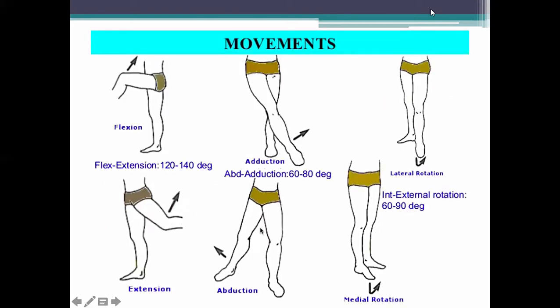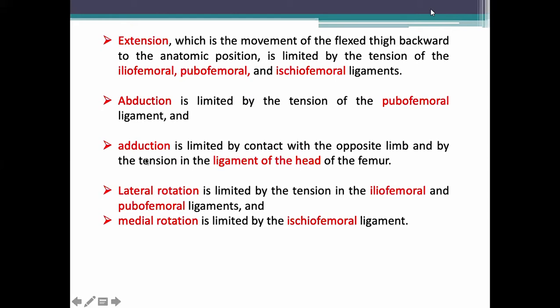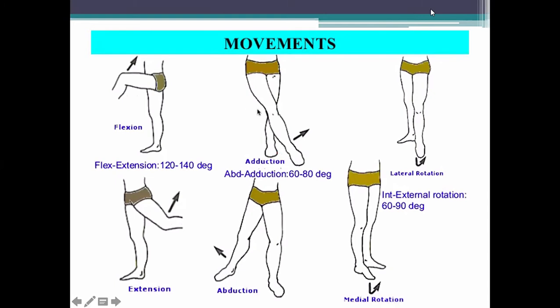Abduction is the movement away from the body or away from the midline. Adduction is limited by contact with the opposite limb and by the tension of the ligament of the head of the femur. Adduction is a movement towards the midline or towards the body.